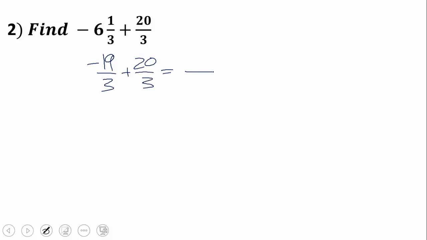I do already have a common denominator, so I'm going to keep it. Thirds. And now I have negative 19 plus 20. So I add those numerators. Negative 19 plus 20 is positive 1/3. I cannot simplify. I am done.